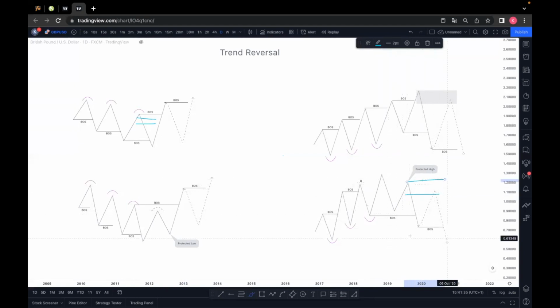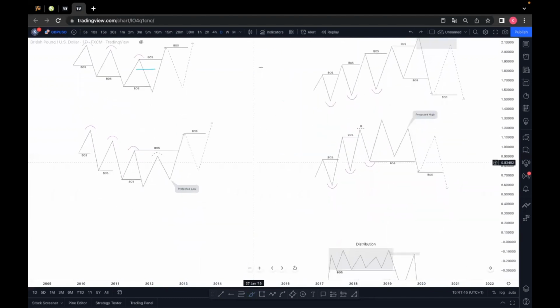So now we have, after the second break of structure, that bearish order flow transition. Pretty much we have transitioned from bullish to bearish. So that's a basic understanding of trend reversal.